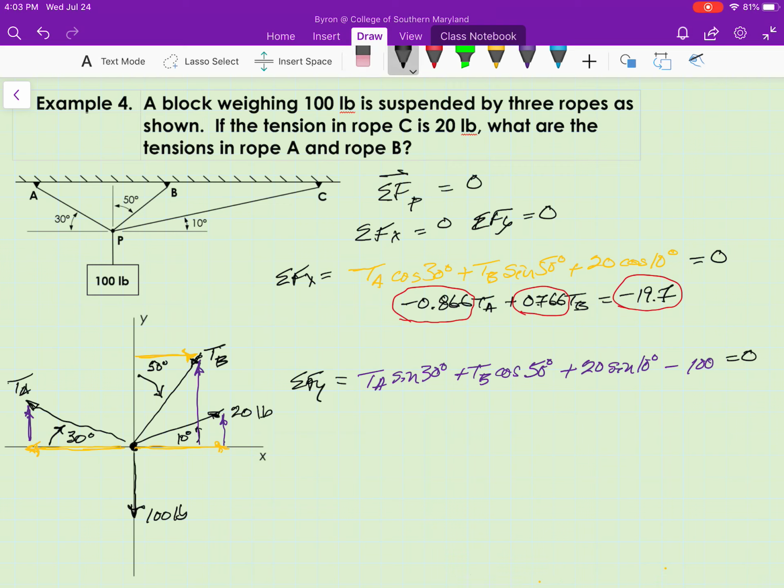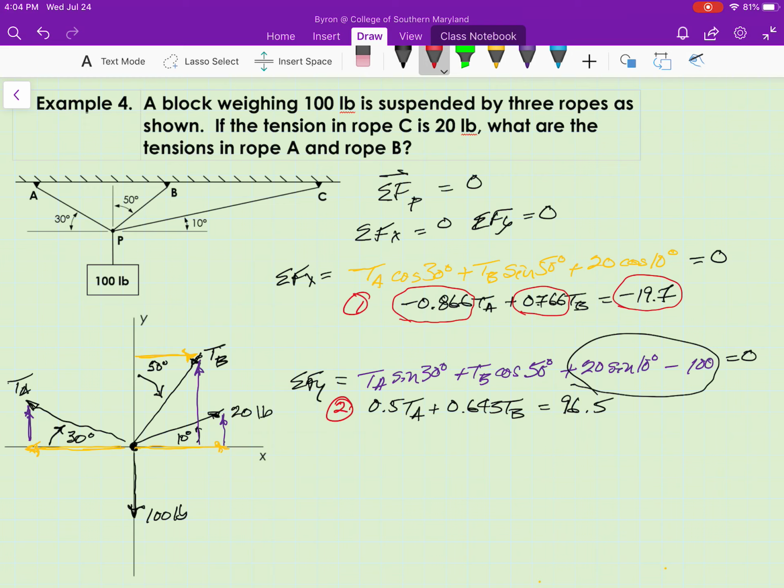Okay, now I'm going to simplify all that, and I'm going to have 0.5 T sub A plus 0.643 T sub B, and these two terms here are both just numbers. I'm going to combine them and take them to the other side of the equal sign, and they are 96.5. So I've got a second equation now in T sub A and T sub B. Here's my first equation, called equation 1. Here's my second equation, equation 2.